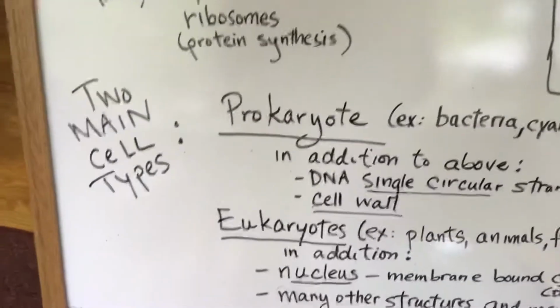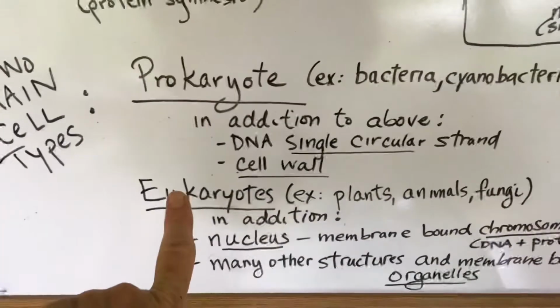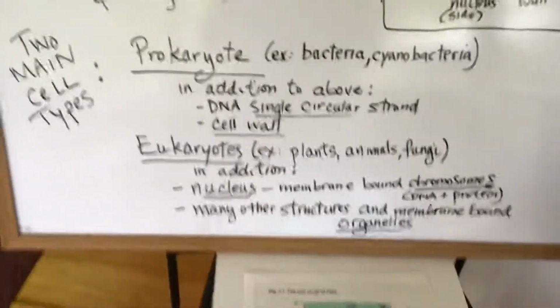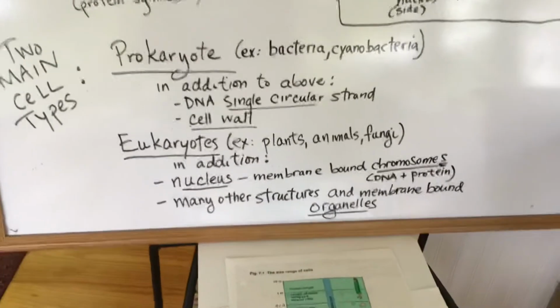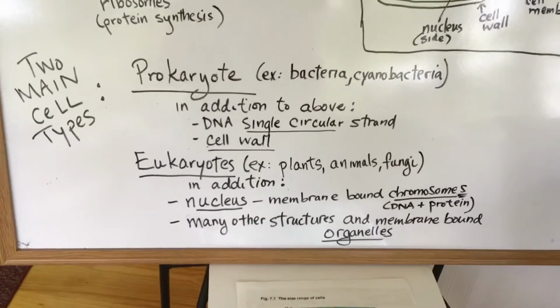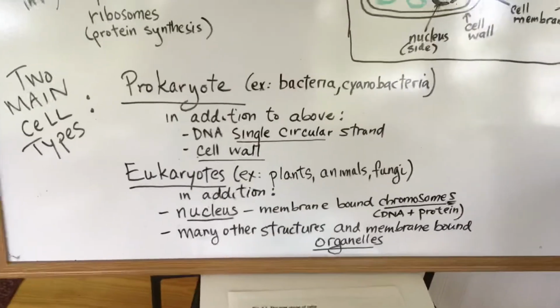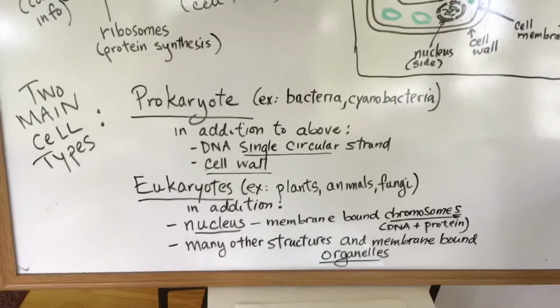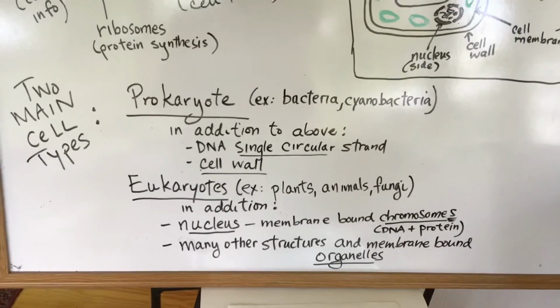Now, there are two basic types of cells. One is called a prokaryote and one is called a eukaryote. Prokaryotes, I'll just back up a little here so you can write down all this. Prokaryotes, the examples are bacteria and cyanobacteria. They're super simple. They have the things that we just talked about. The DNA is in a single circular strand though, and they also, generally speaking, have a cell wall.